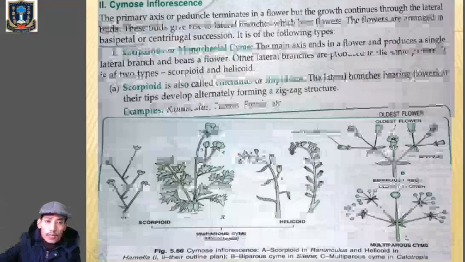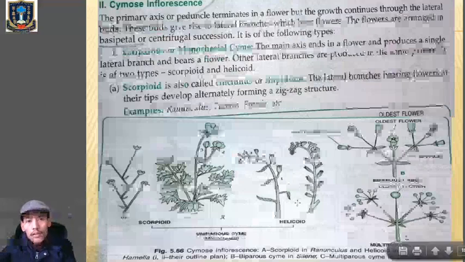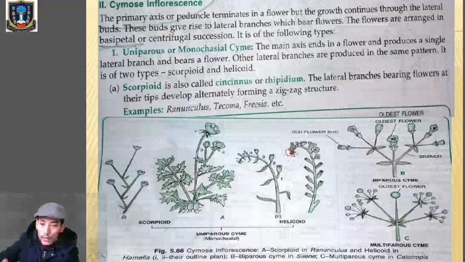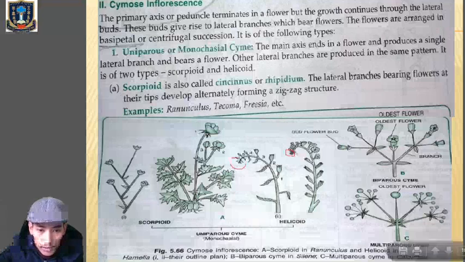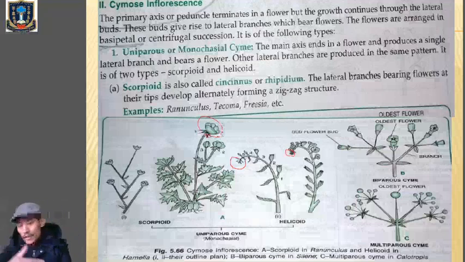Now let's go to the cymose inflorescence. Here the primary axis or the pedicel terminates into a flower. In racemose, the pedicel continues growing and does not end in a flower, but in cymose it ends up giving a flower. You can see over here, the pedicel is growing up, but it ends up bearing a flower. This is absent in racemose.